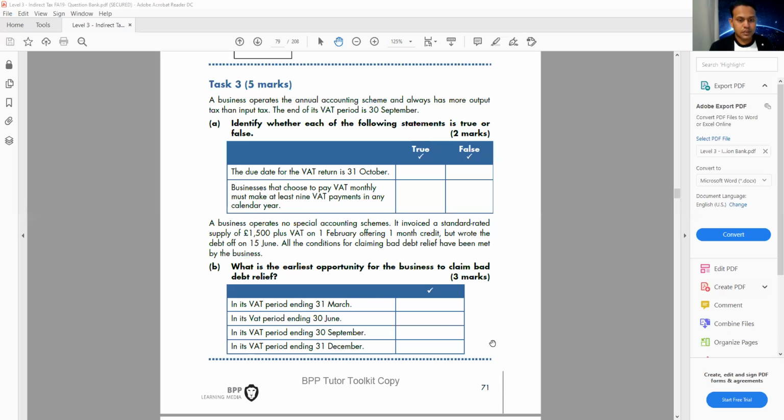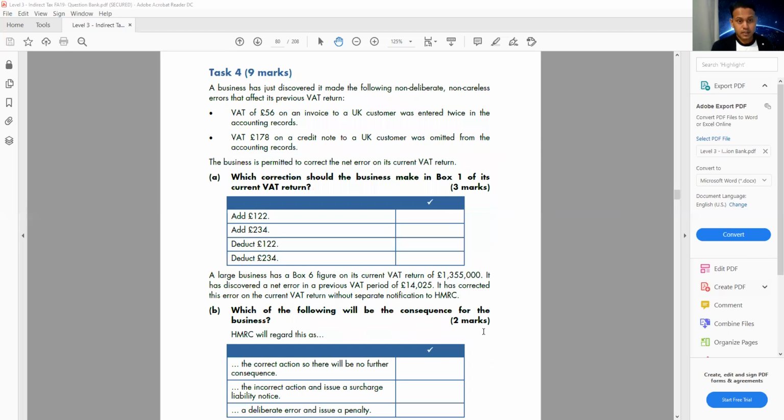All right, move on to the next bit. The next question we have is task number 4, a 9 marks question. And here it is saying a business has just discovered it made the following non-deliberate, non-careless error that affects its previous VAT return.